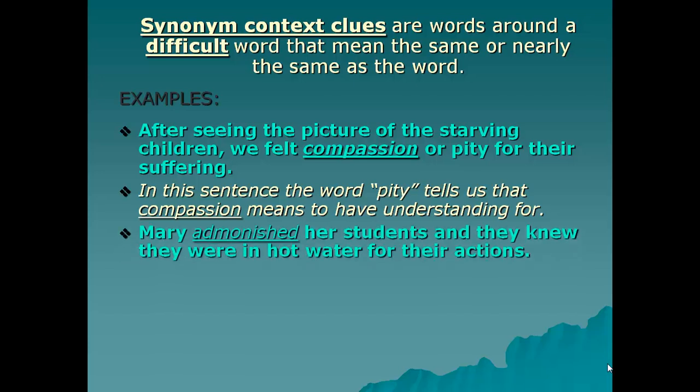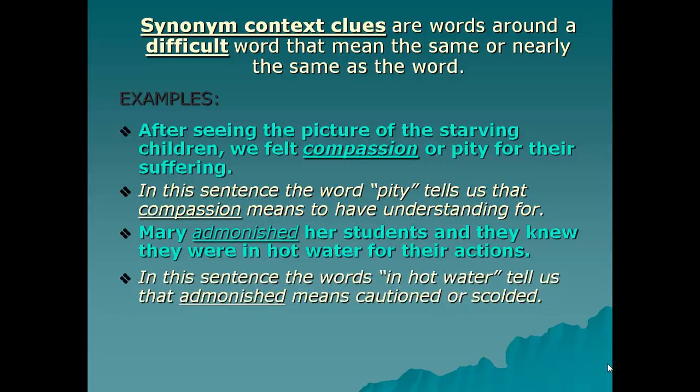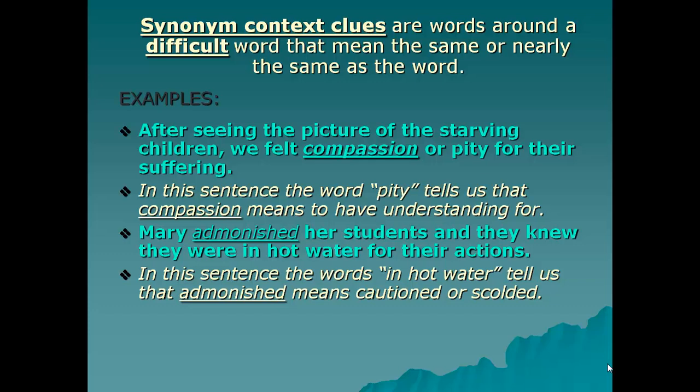Mary admonished her students, and they knew that they were in hot water for their actions. In this sentence, the words in hot water tell us that admonished means cautioned or scolded.